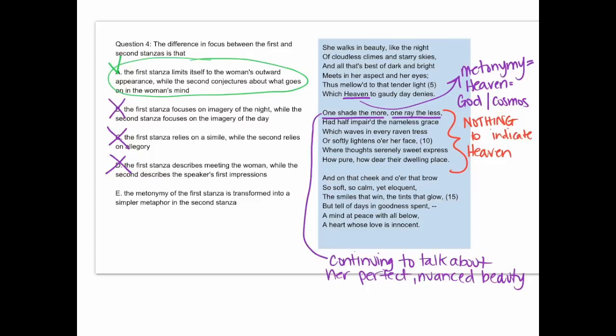Notice that this answer might trip you up if you realize that there is metonymy in the first stanza, but you don't read carefully or understand what the poem is saying. And the best answer is A. The first stanza limits itself to the woman's outward appearance, while the second conjectures about what goes on in the woman's mind.